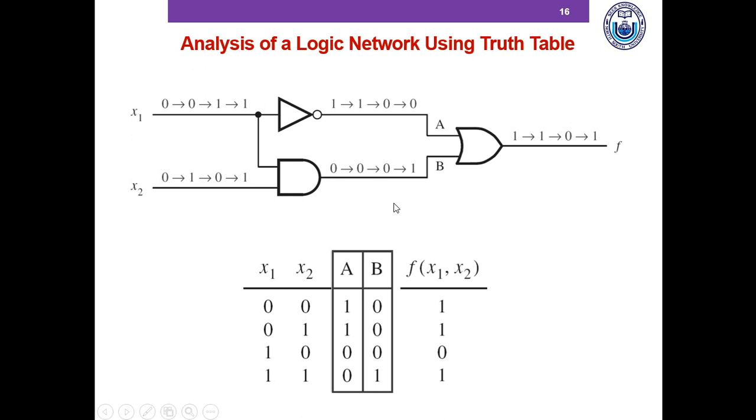What we did here is that we've written the output of each stage of each gate. So 0, 0, 1, 1 passing through a NOT gate. So when 0 passes through a NOT gate, it becomes 1. If the input to a NOT gate is 0, the output is 1. And if the input is 1, then the output is 0.